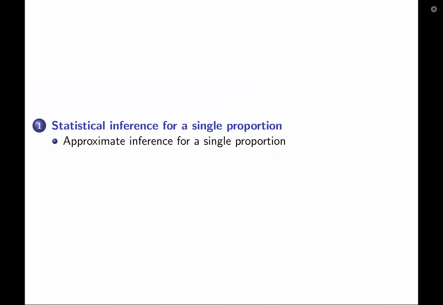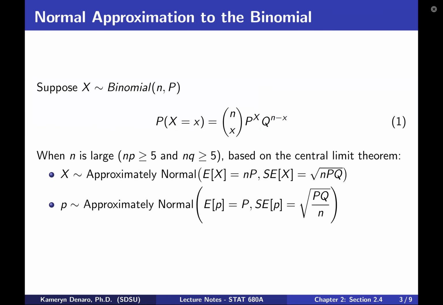So in this section, we're going to learn about the approximate inference for a single proportion and the statistical inference that goes along with that. We're in the situation where we have two outcomes, success or failure. If we look at the number of successes in a fixed number of trials, then we have a binomial distribution with the total number of trials being n and the probability of success being p. And remember from a previous section that this is the PDF for the binomial distribution.